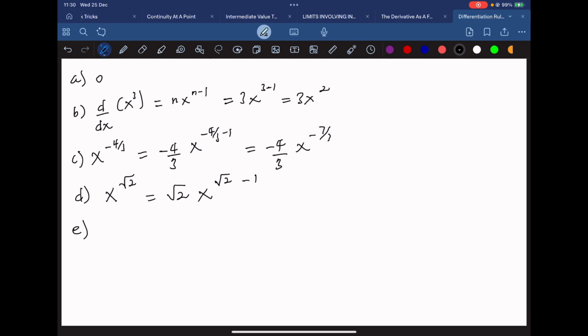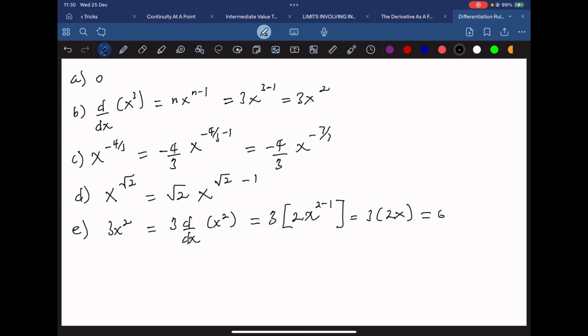For the e, you have 3x squared. So in this case, we are going to use the constant multiple rule and the power rule. We are going to combine them. For the constant multiple rule, we can have the 3 outside, then the derivative of x squared. Then we have 3, then using the power rule, in this case, our n, which is 2, comes down, x, then we subtract 1 from 2. So we have 3 multiplying 2x, which is just 6x.